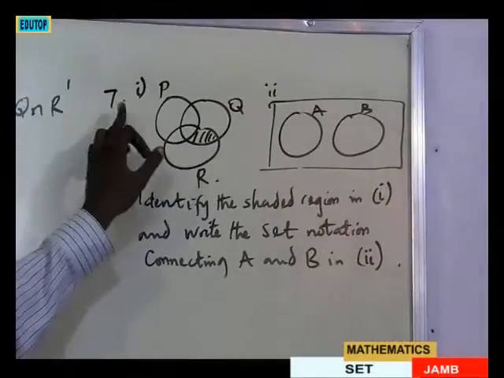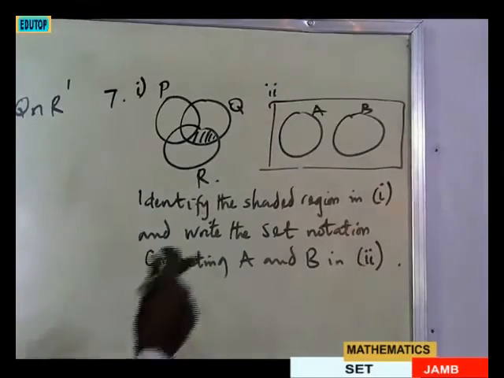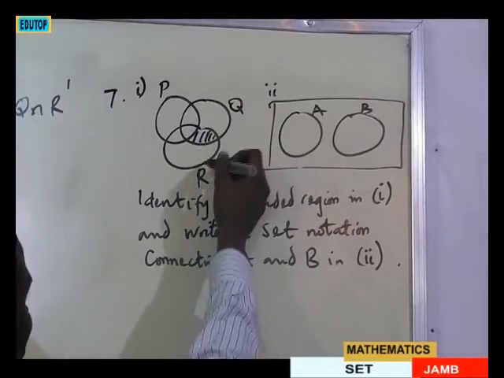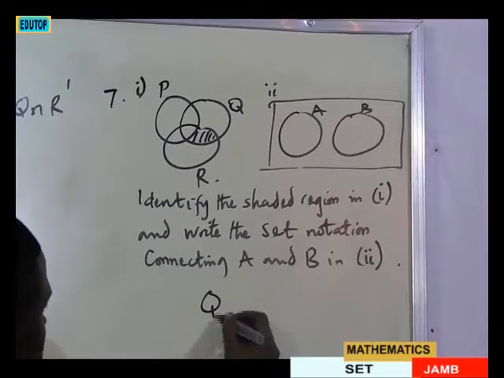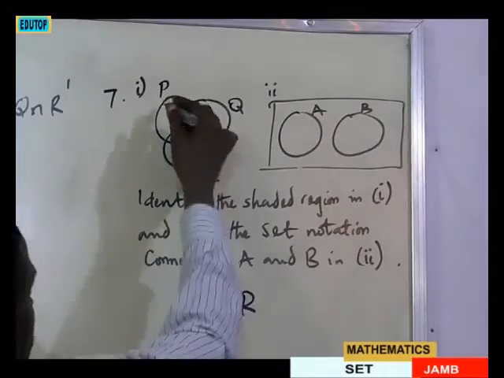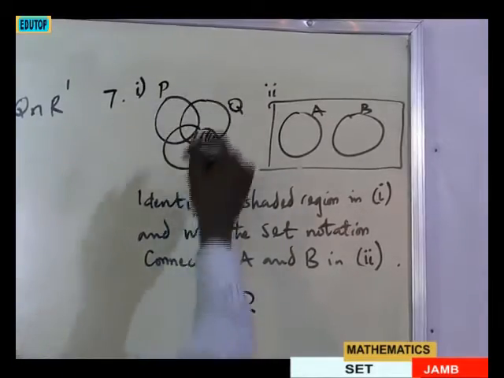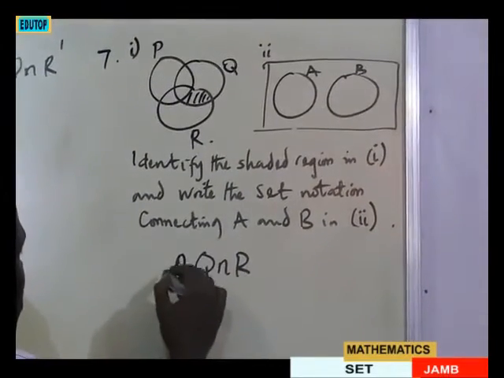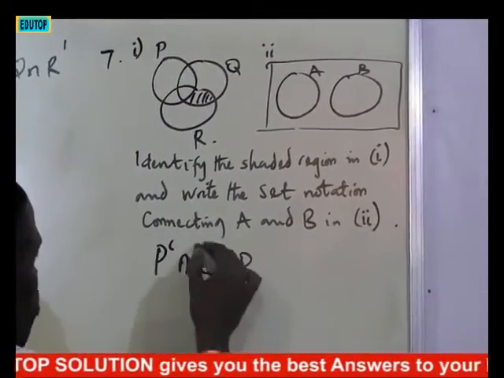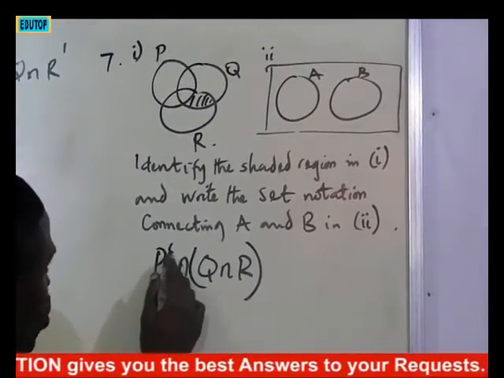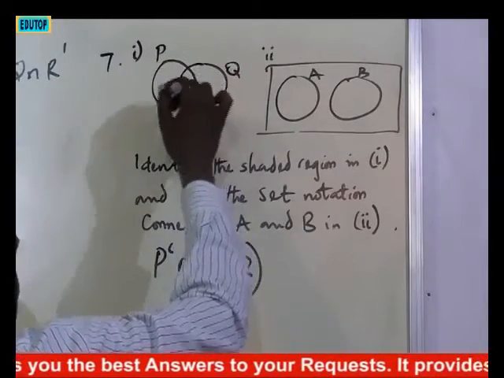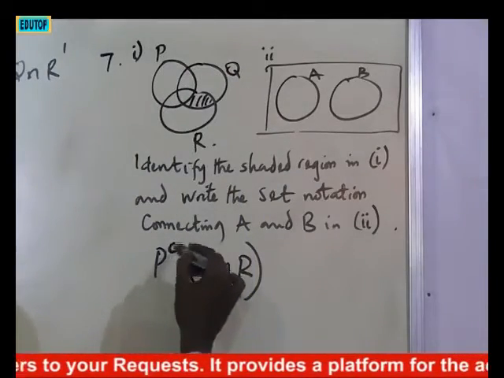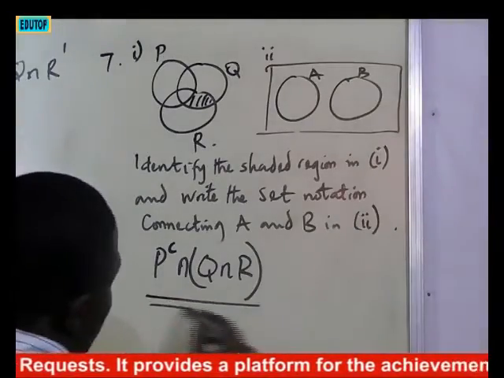Now, this is number 7 from figure 1. So if you want to write a set notation for this relationship, you can see that Q is intersecting R, so you can write Q intersection R. But this P, look at it, is not shaded, to show that it will definitely be intersection P complement. Then you put this one in a bracket. That's to show that P complement is showing that the circle of this P is not shaded. That's why you have it as complement this way. So the answer will definitely be this.